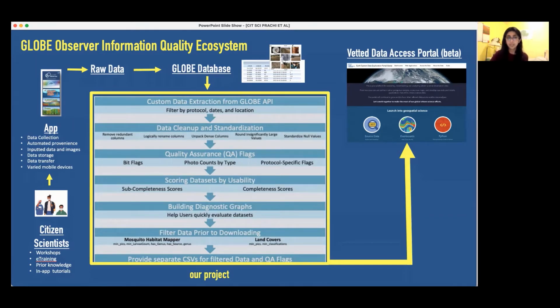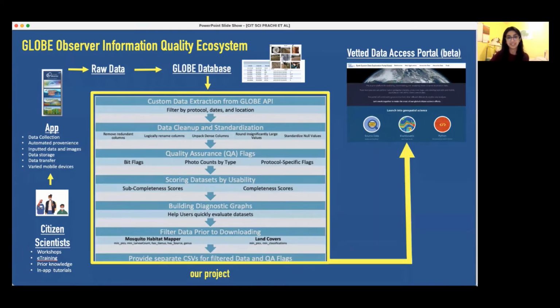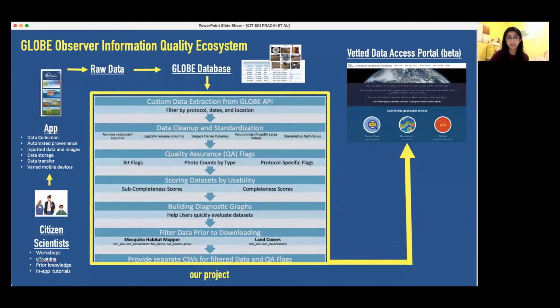We then provided diagnostic graphs for users to quickly visualize their data sets. Lastly, we created an algorithm for users to choose specific criteria for the dataset prior to download. For example, in the mosquito habitat mapper datasets, the users could filter out observations of a specific mosquito genus.